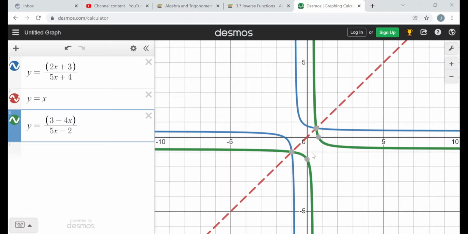And look, the domain is all x's except positive 2/5, and the range is all y values except -4/5. Right? It's just the domain and range of the original graph switched. Very nice.